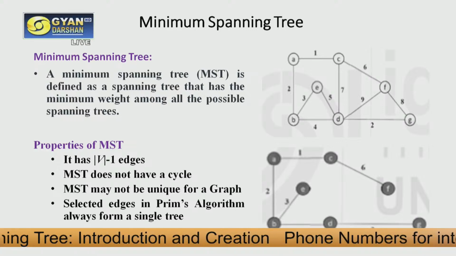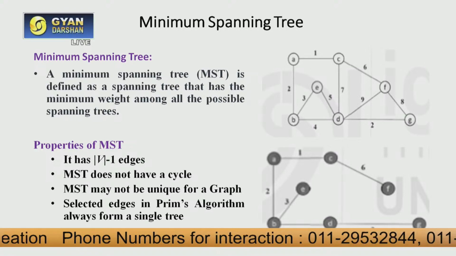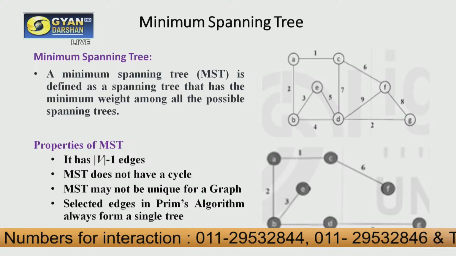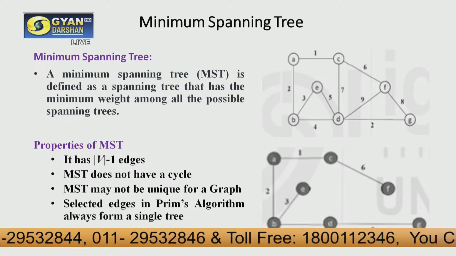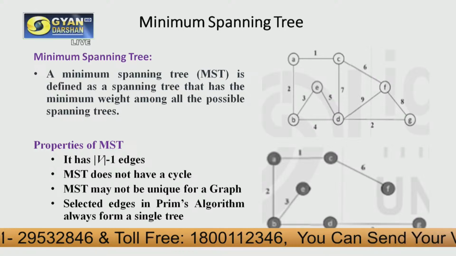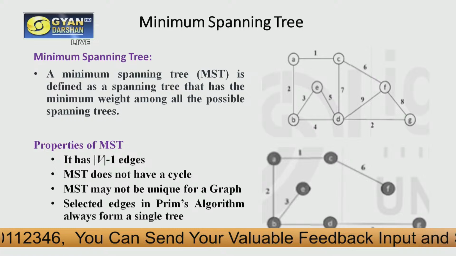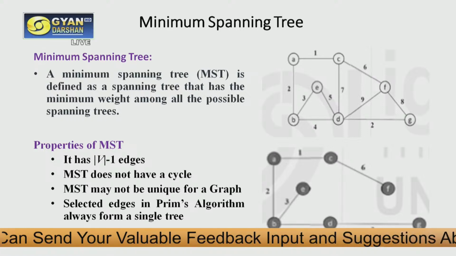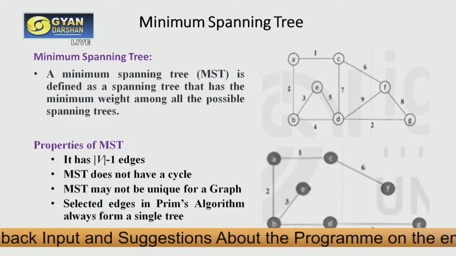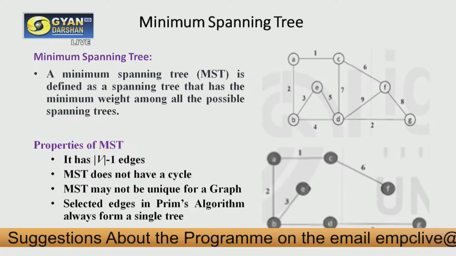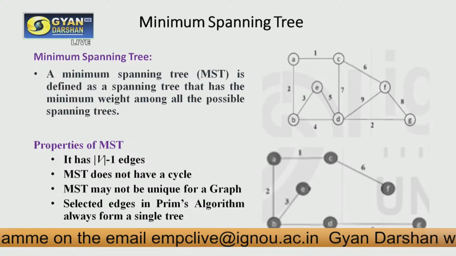If we discuss the properties of a minimum spanning tree, then it should first of all have the properties of a spanning tree: it should have |V| minus 1 edges, that is, the number of vertices minus 1 edges. And because a minimum spanning tree is also a tree, it does not have a cycle, because if there is a cycle, then that is not called a tree, it becomes a graph.